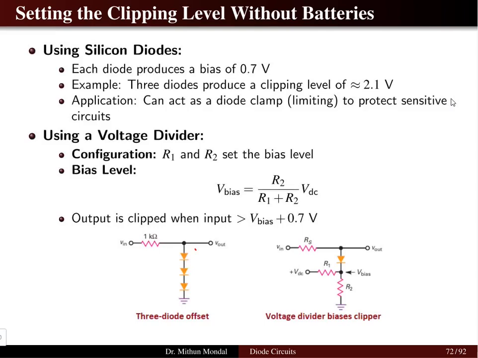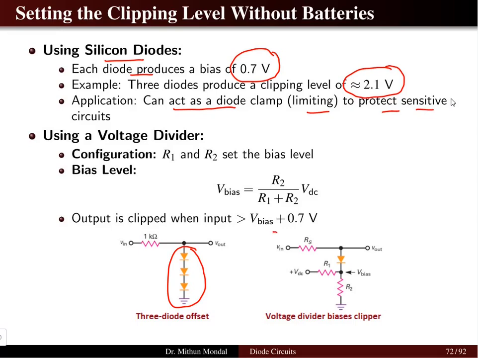If you want to clip the signal without using a battery, then you can use multiple diode connections. When you use silicon diodes, each diode will have a bias of 0.7 volt. If you are using 3 diodes, then the clipping level is multiplied by 3, that is 2.1 volt. And that acts as a diode clamp or limiter to protect any type of sensitive circuit.